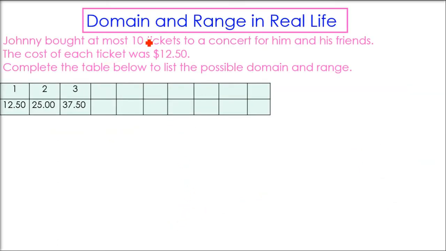Let us take one more example. Domain and range. Johnny bought at most 10 tickets to a concert for him and his friends. One ticket costs $12.50. If he takes one, it will be 12.5, 2, 25, 3, 37.50. Now we can interpolate, extrapolate. We have the numbers and now we know how to use it as a function. For example, if he takes 5 tickets, just multiply 5 with 12.50. Similarly, 8, multiply 8 with 12.50. 10, multiply 10 with 12.50.